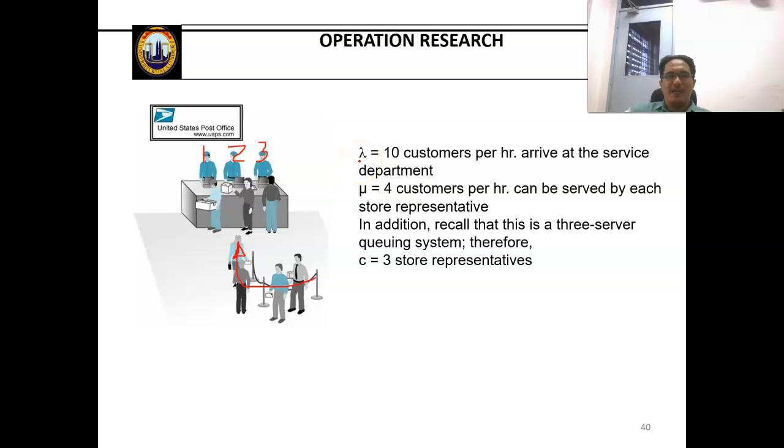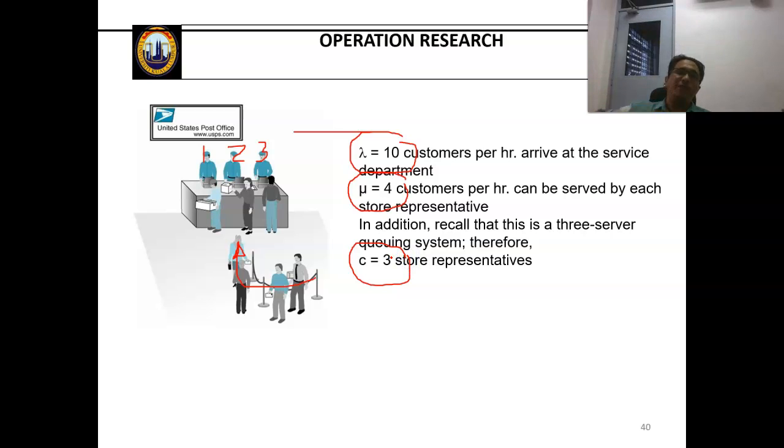For example, lambda is the arrival rate per hour. Let's say lambda is 10, and mu is 4. Mu is the number of customers to be served on average per hour. C is 3, we have three counters. So these are the three inputs we have from this situation.